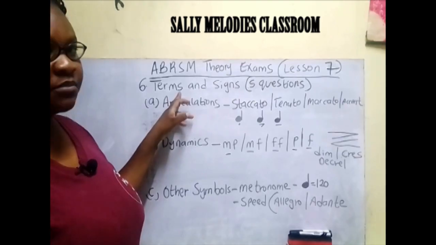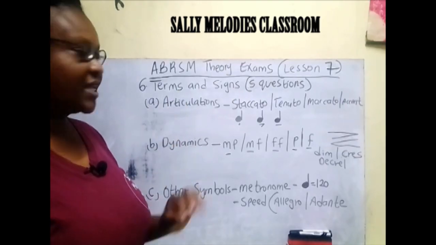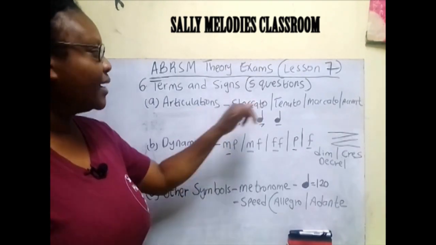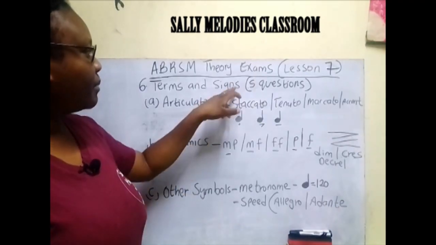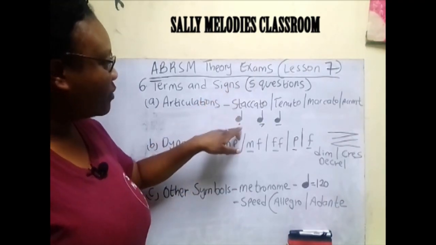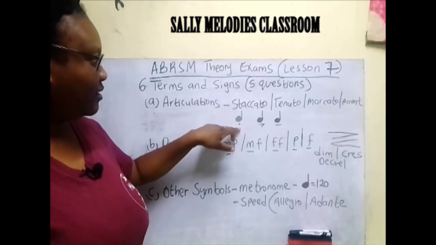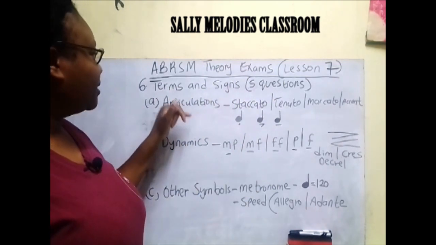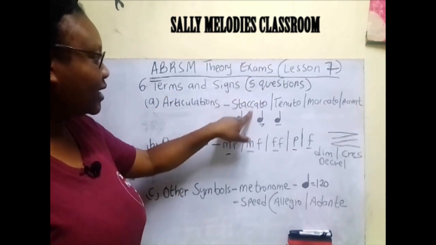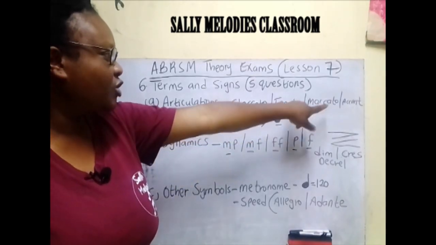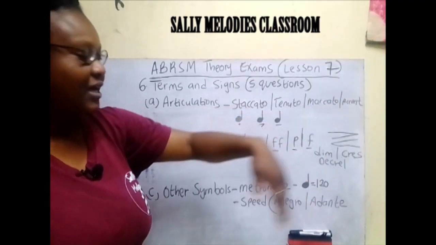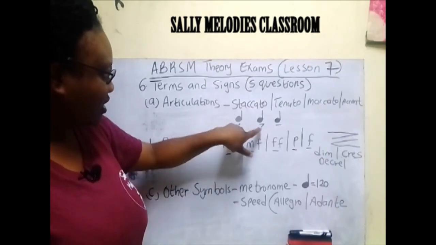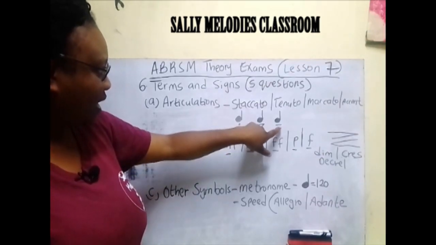When we talk about terms, we talk about the word itself. Maybe staccato, the term, the word staccato. When you talk about sign, it is now the symbol itself, the sign. So, it can come in 2 ways. It can come in terms of a word like staccato, tenuto, marcato, and accent. And again, it can come in terms of a sign. This is a staccato, this is an accent, and this is a tenuto.